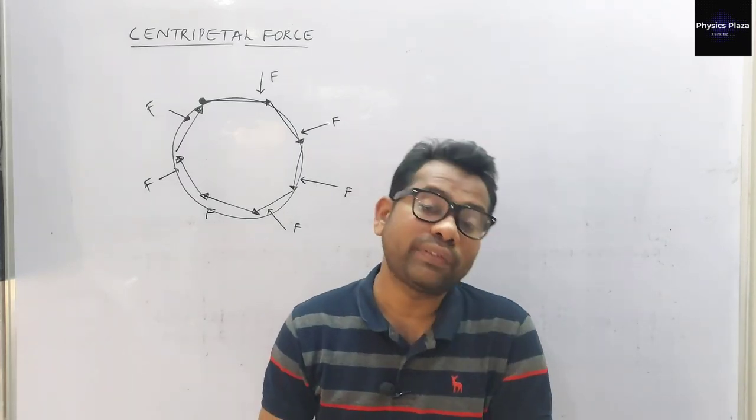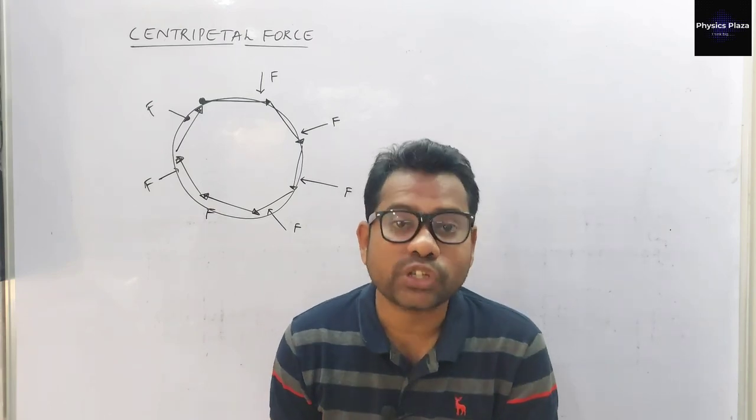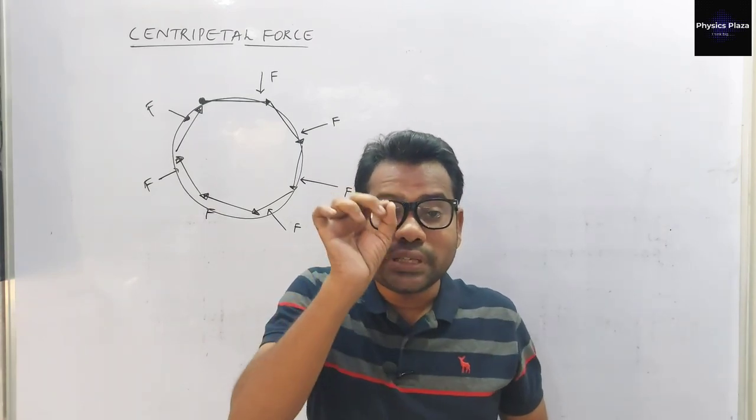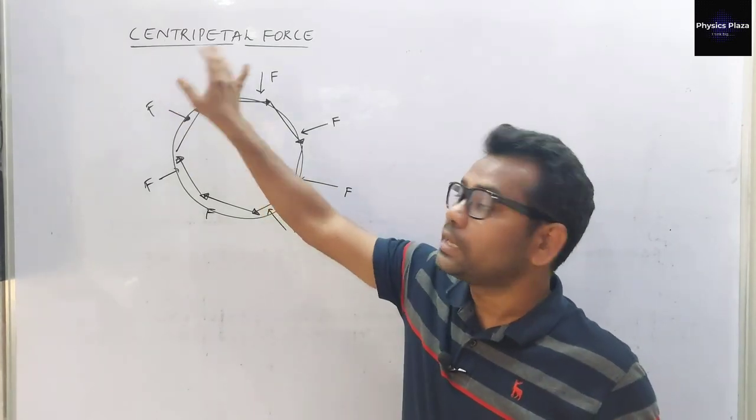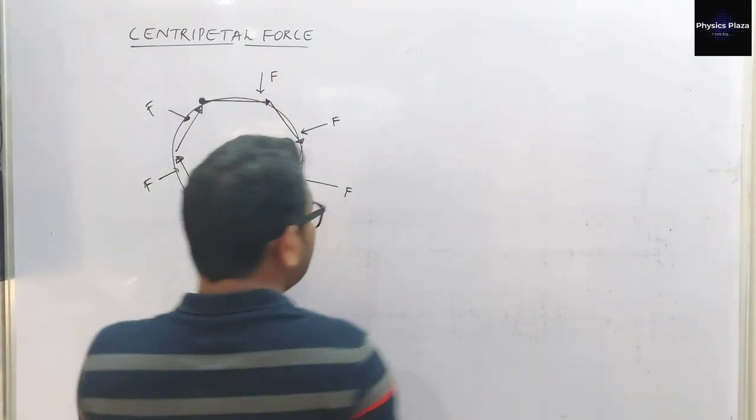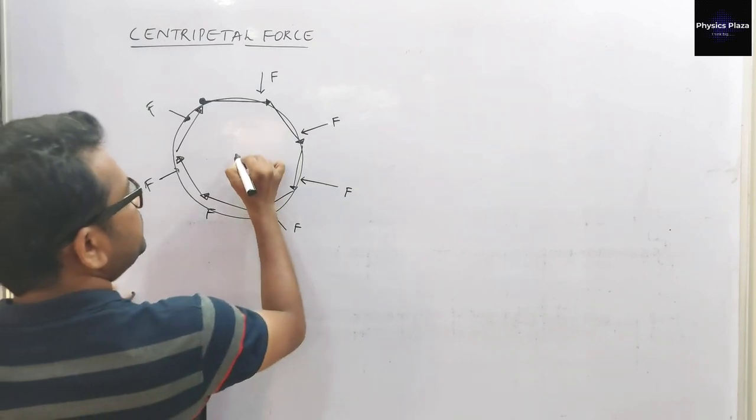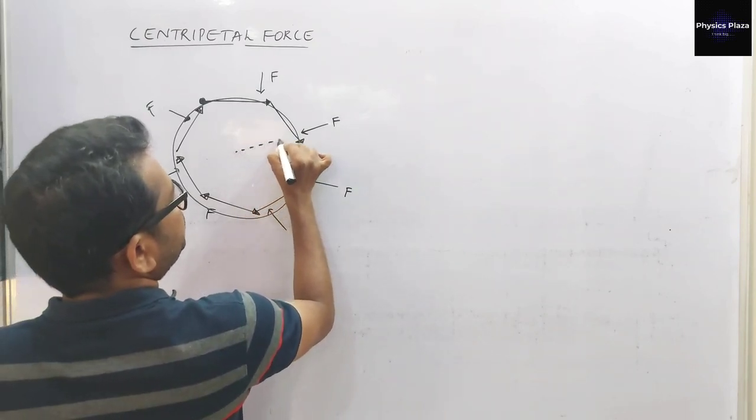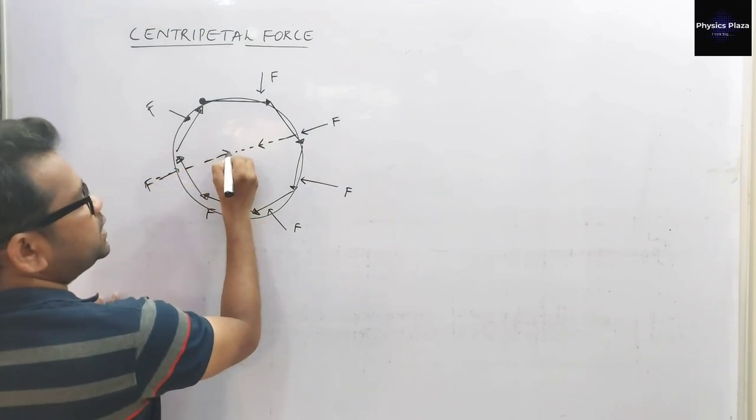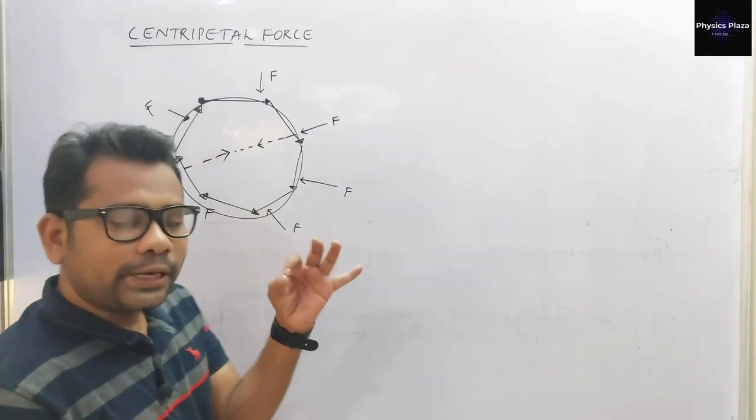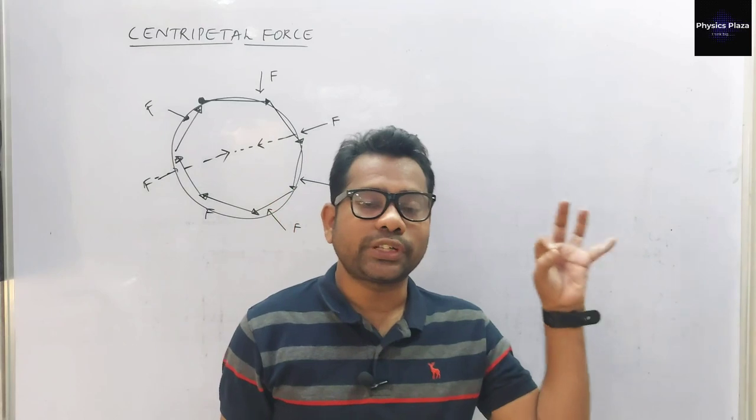Children, it's very, very important. So in the exam, they may ask you this question: name the force which is required to keep a body in a circular path. It is what, children? Centripetal force. And what is the direction of centripetal force? If you draw its line of action, it is always toward the center. Always toward the center only. Centripetal force will always act towards the center.